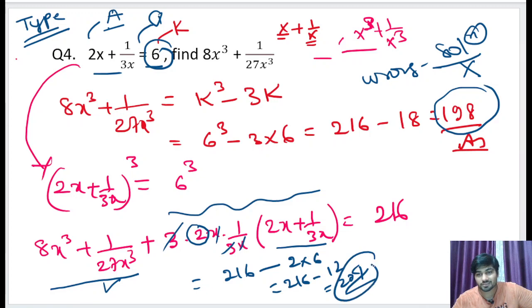Anybody having any doubt? So this is our answer. 204 is our answer, not 198. 198 is not your answer at all. If anybody is saying that 198 is your answer, that's wrong. That's totally wrong.